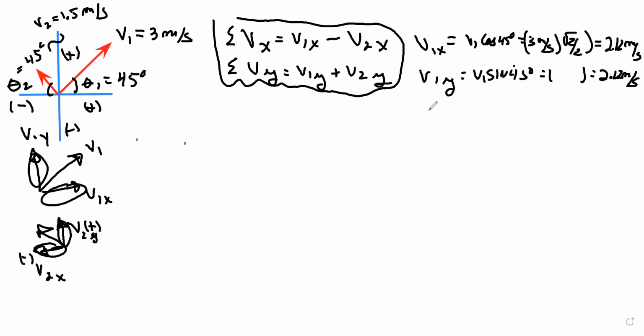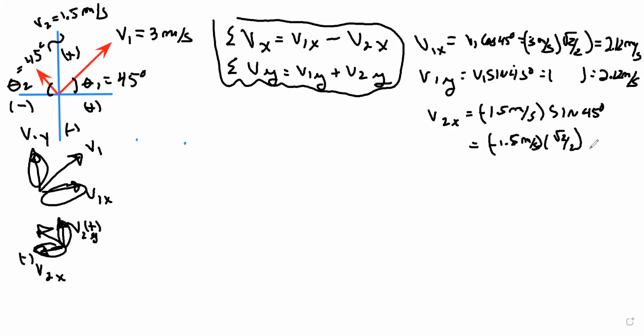Okay, and then we're going to have v2 in the x direction, which is going to be minus 1.5 meters per second times sine of 45 degrees. So this is going to be minus 1.5 meters per second times square root of 2 over 2. And that's going to be equal to minus 1.06 meters per second.